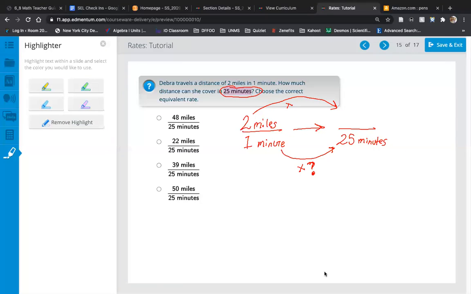Any questions on this part here? Again, I'm not hearing any. Okay, good. I see Logan writing in the chat. That's correct.